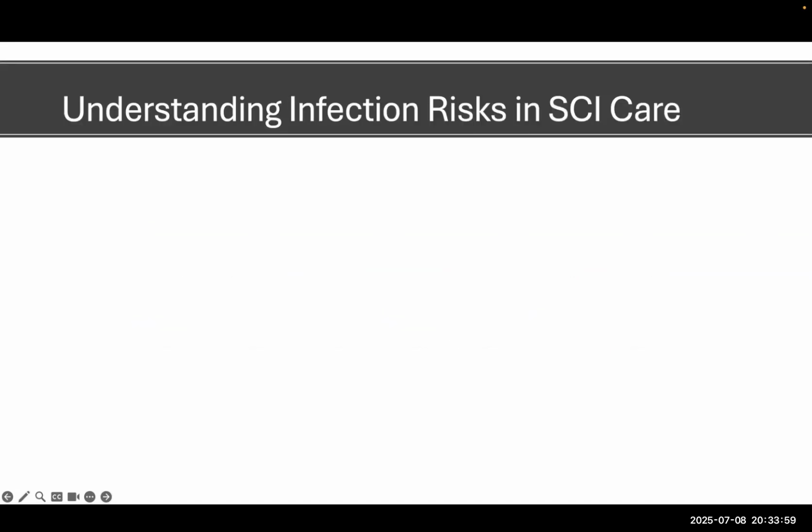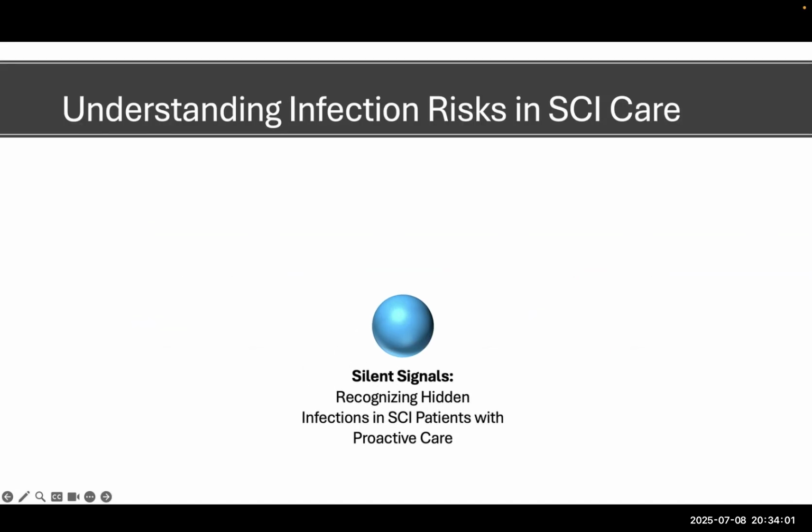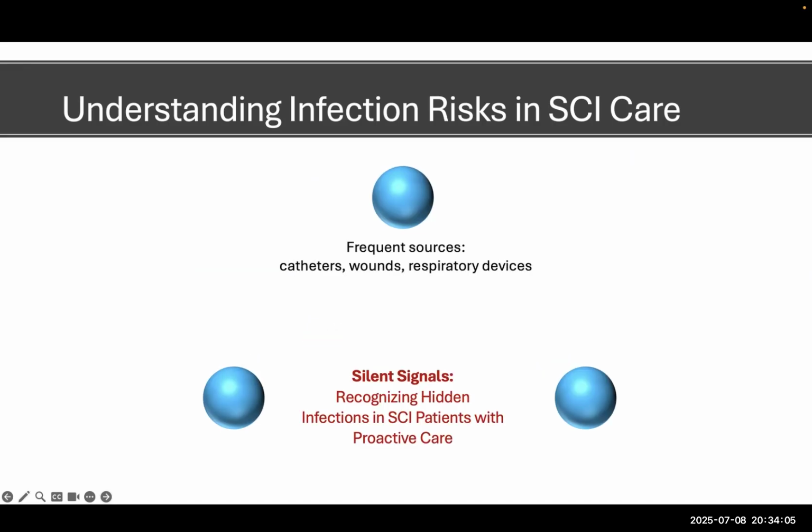Recognizing hidden infections in SCI patients with proactive care. SCI patients often utilize devices such as catheters and ventilators that compromise their immunity. Coupled with limited sensation, these individuals may not show traditional signs of infection like fever or pain. Therefore, frontline staff must rely on subtle indicators, changes in behavior, wound characteristics, or new drainage.